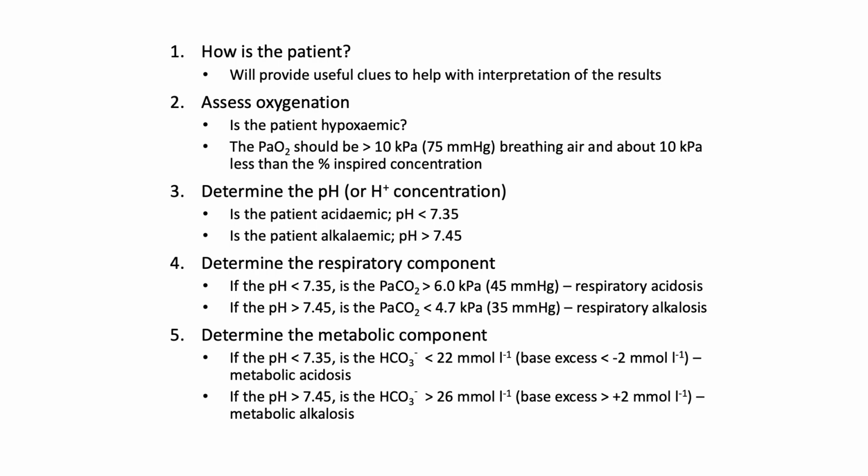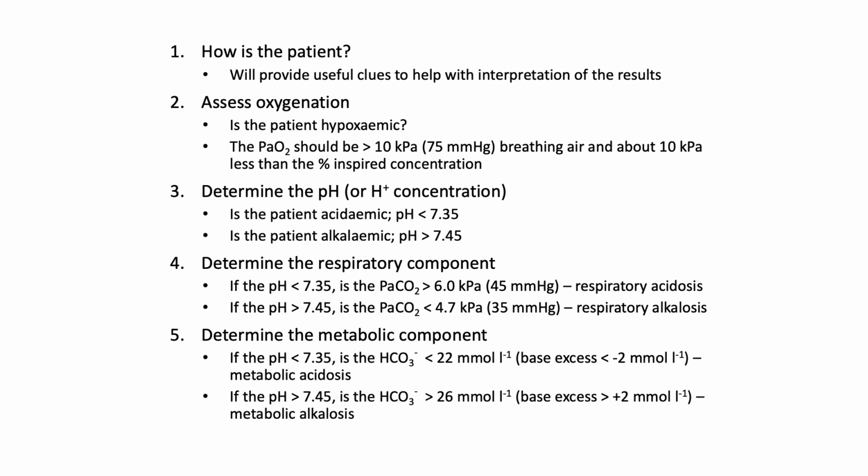Then after that, you look at the metabolic component. If the bicarbonate is low, or less than 22, or the base excess is less than -2, there is a metabolic acidosis. If the bicarbonate is high, above 26, and the base excess is above 2, then there's usually a metabolic alkalosis. And that's the algorithm or the format that you need to go through to look at a blood gas.